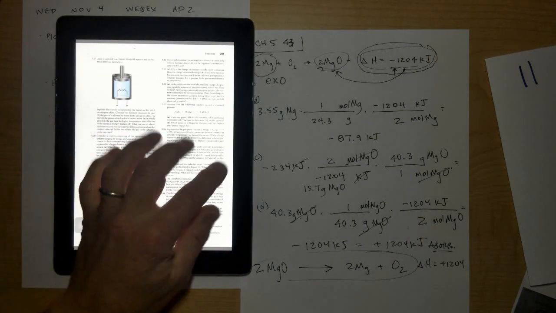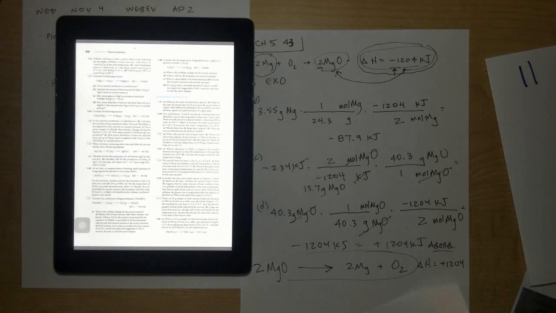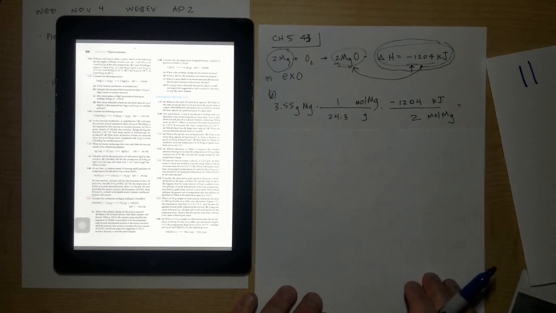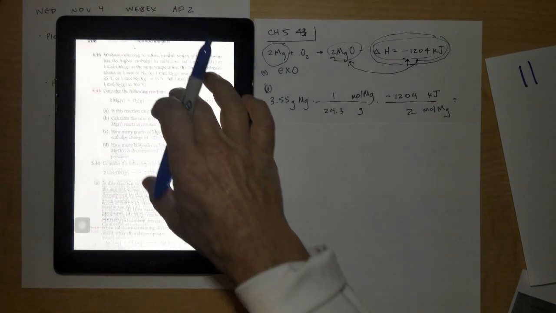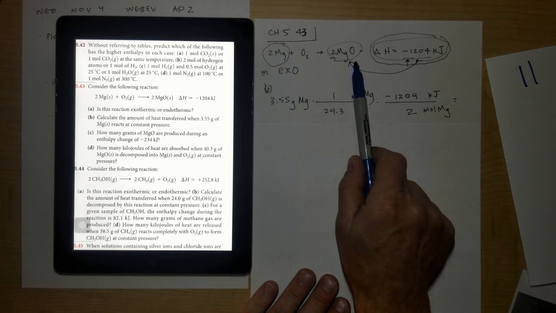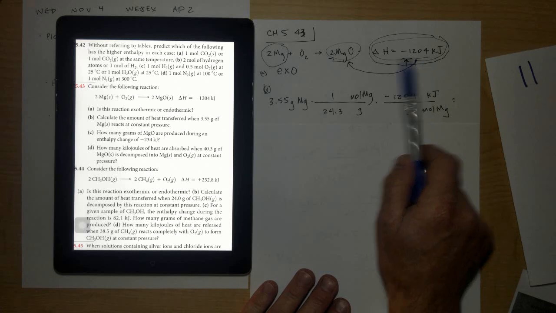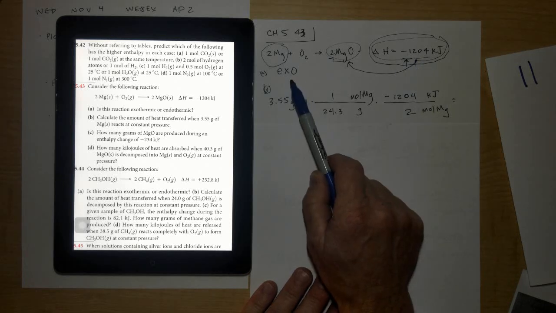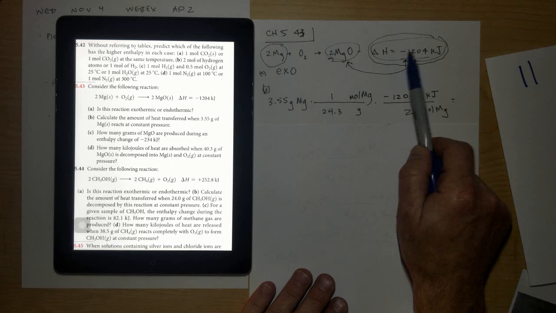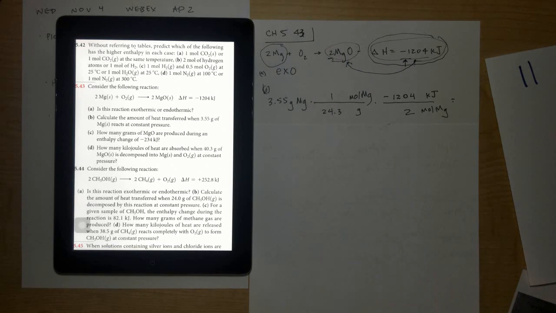Next one, number 43. I'll turn the page here. We'll pull it up on the screen. This one's got lots of parts to it, so it'll have several points to it. This one says, consider the following reaction. Is this reaction endo or exothermic? So I wrote it down up here, and then it has a negative 1204 kilojoules. Therefore, it is exothermic because energy is released. It's got a negative sign right here. From the reactants to the products, energy is given off.